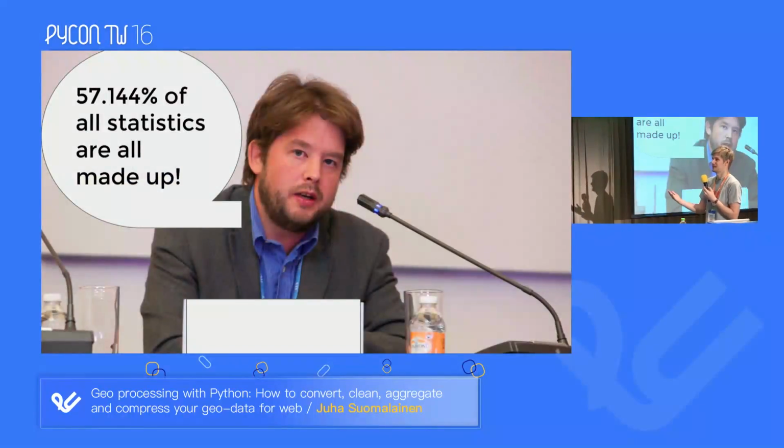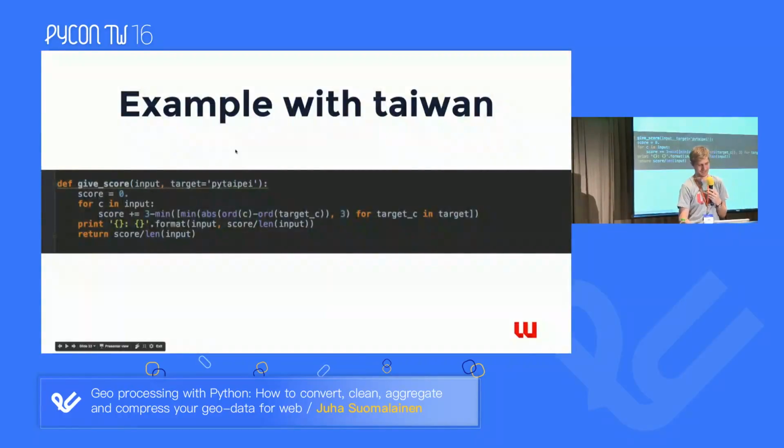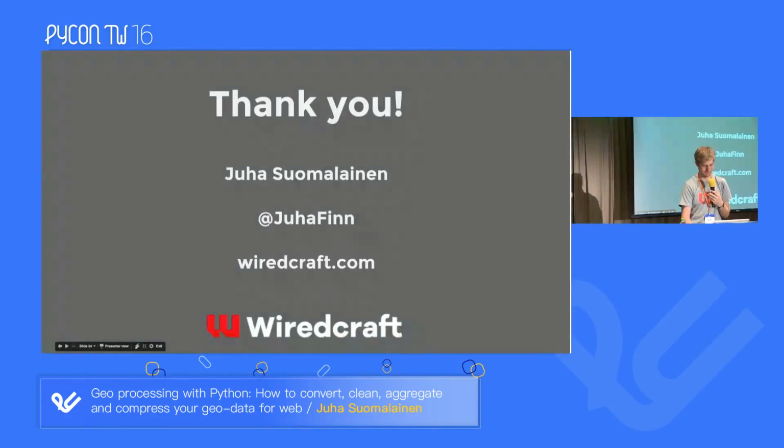Some wise guy said that 57.144 of all the statistics are made up, so I decided I might as well belong to those people. So this is how I created my scoring system. I just check the name of the province, and if it's close to the word Taipei, then I give it a higher score. That way I managed to get Taipei high up on the list because I know there are many people from Taipei here. And then I just average it out, and that's how I created the score.